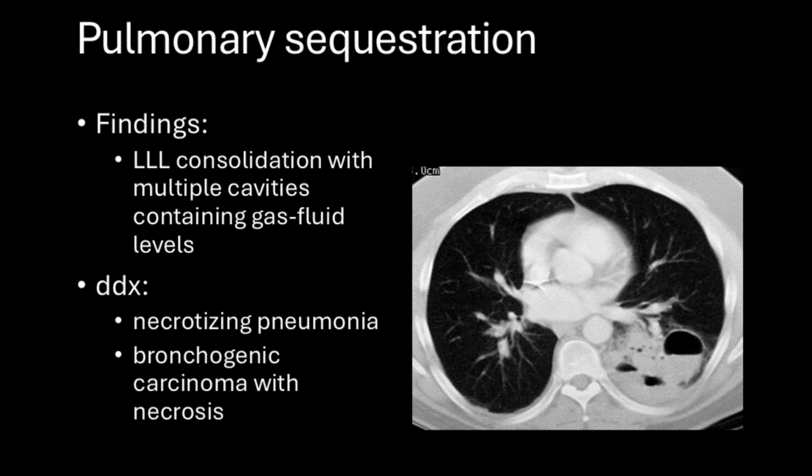The key diagnostic feature for pulmonary sequestration is identifying the aberrant systemic arterial supply, typically from the aorta. This can be visualized with advanced imaging techniques like CT angiography or MR angiography, which play a crucial role in confirming the diagnosis. In terms of management, surgical resection is often recommended to prevent recurrent infections.